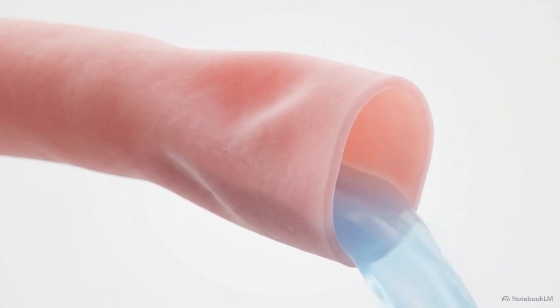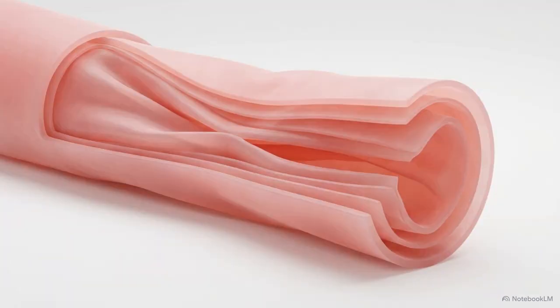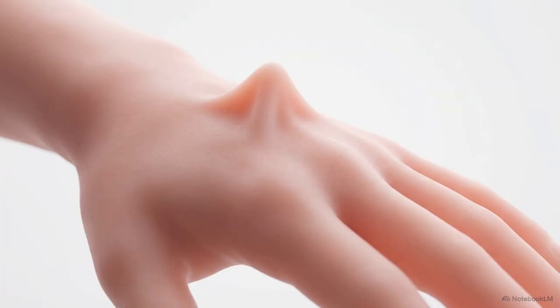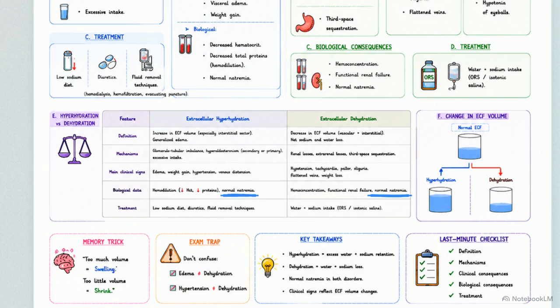Trap: never confuse volume overload symptoms with cellular dehydration. If a patient presents with massive physical volume changes, but their sodium blood labs come back normal, you can isolate the failure entirely to the extracellular compartment.